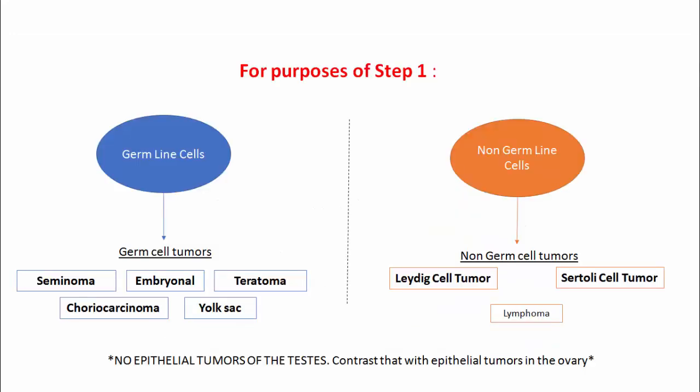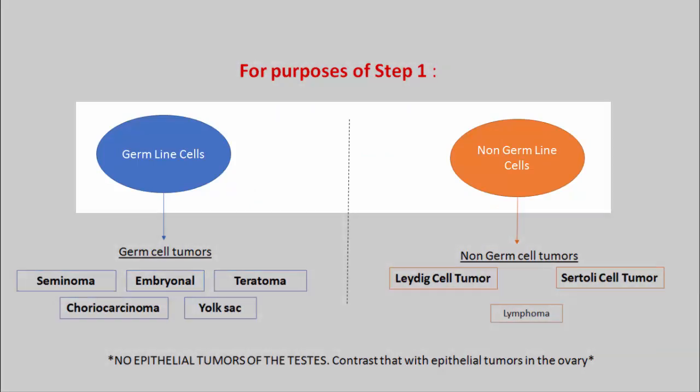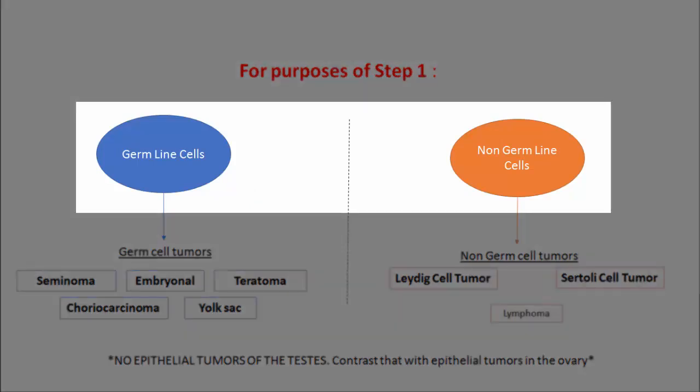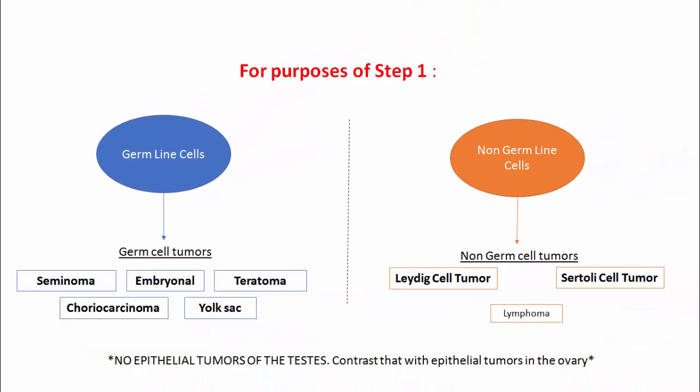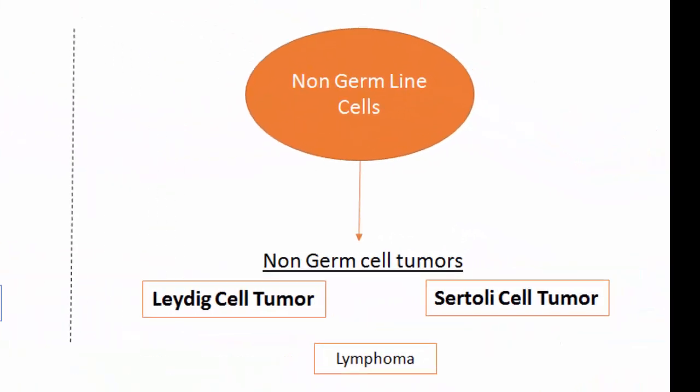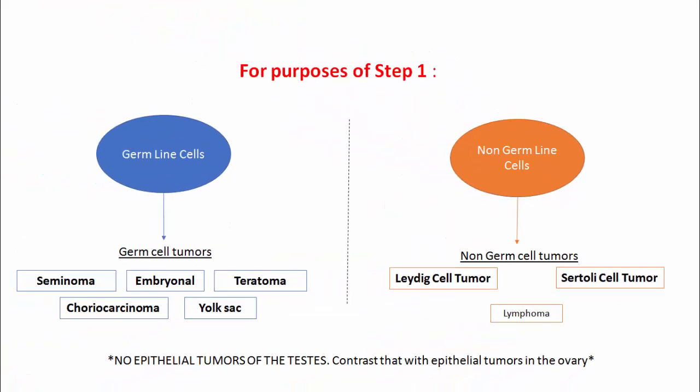So for the purposes of Step 1, it's helpful to think about testicular tumors fitting into one of two categories: germline or non-germline cell tumors. The germline cell tumors you should be familiar with for Step 1 are seminoma, embryonal, teratoma, choriocarcinoma, and yolk sac tumors. The non-germline cell tumors to be familiar with are the Leydig cell tumors and the Sertoli cell tumor. Lymphoma is a non-germ cell tumor, but is low yield for the purposes of Step 1. The vast majority of testicular tumors fall under the germline category.